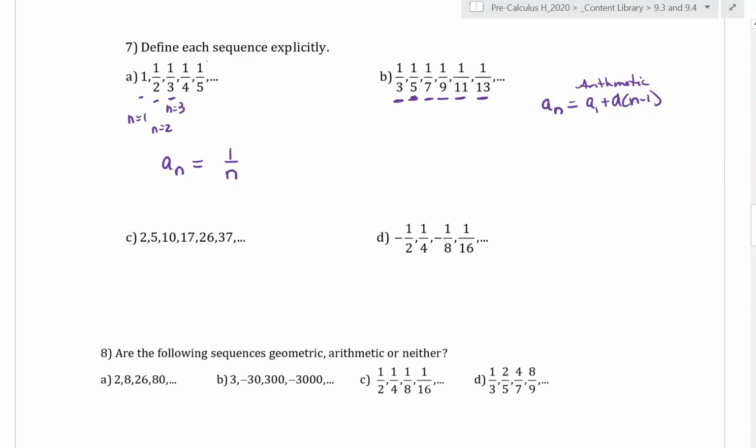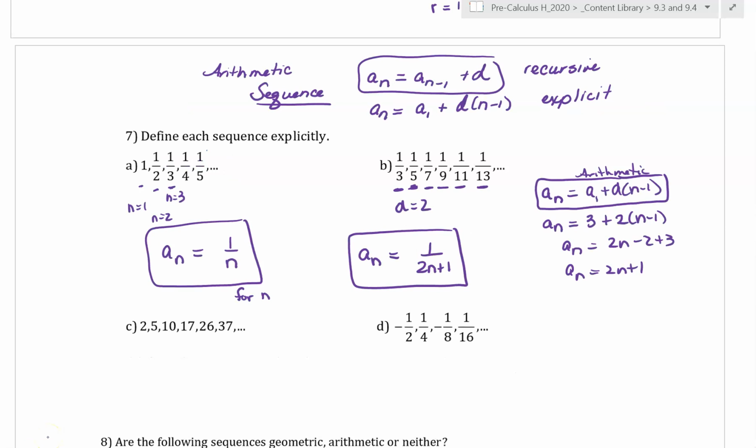you could use this formula. So here's our recursive rule, and then we would have the first term plus n minus 1 d's to get the nth term. So here is our explicit rule. So you would have a sub n equals 1 over the quantity 2n plus 1.